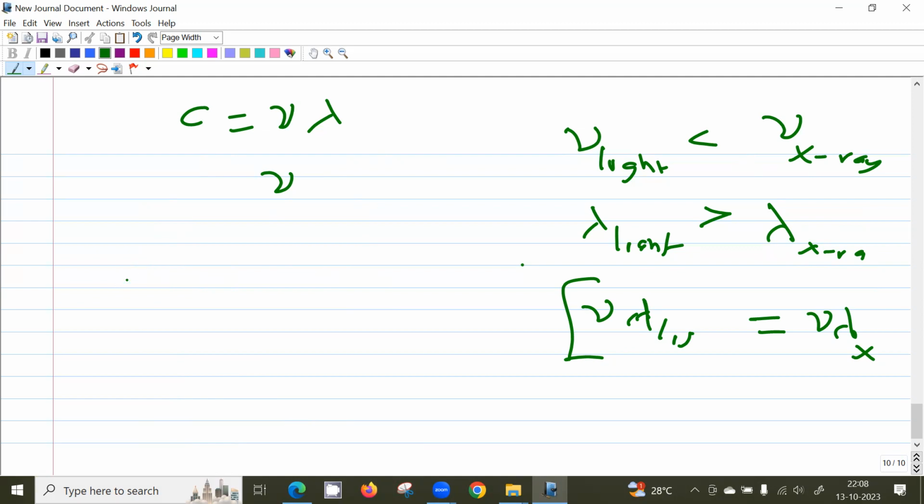So X-ray is high frequency, it looks like this. Visible light will look like this, okay? But frequency times wavelength is the velocity. So velocity is the same, right? Velocity is the same. So high frequency, velocity is the same.